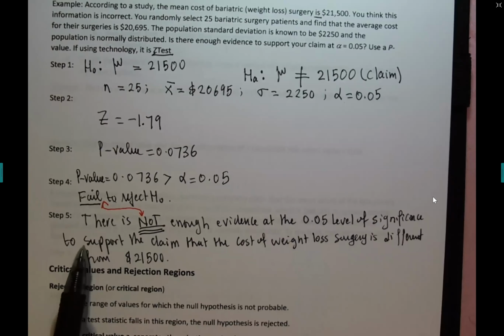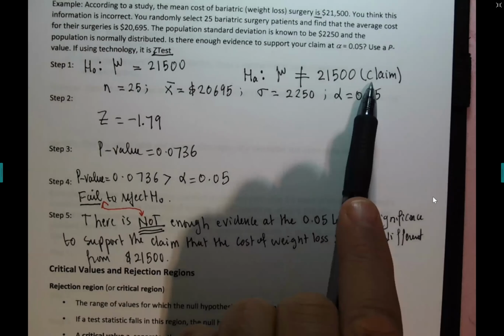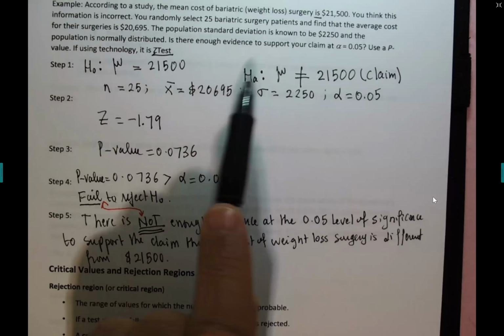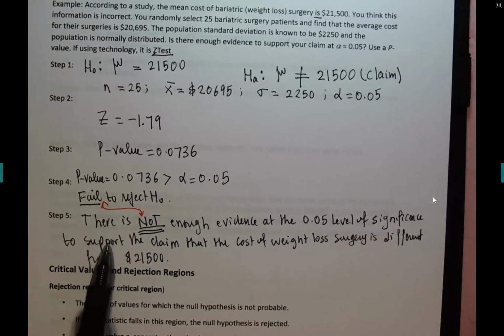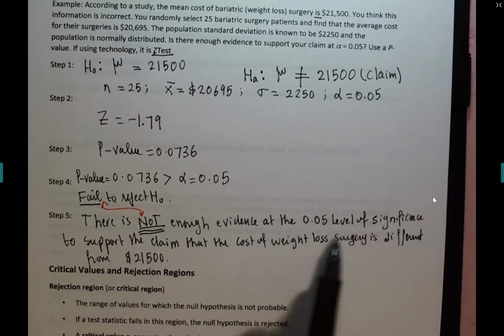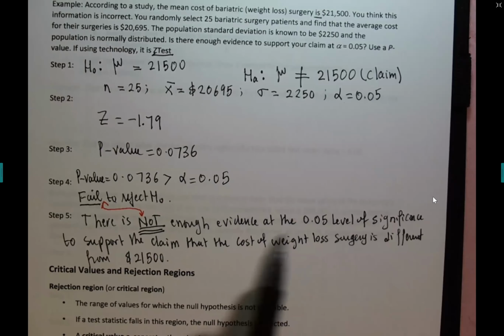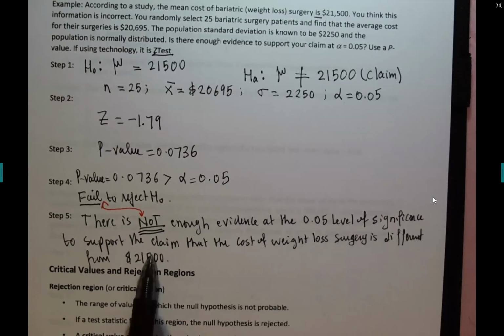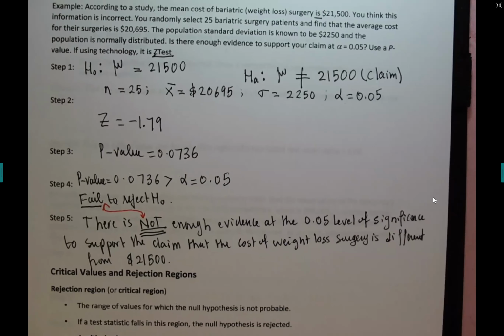Then you're going to see another drop down menu. It says to support or to reject. You're going to choose support because the claim is in HA. Anytime the claim is in HA, you choose the word support. And then you're going to see a drop down menu that picks up the claim you just selected, and that will conclude step number 5. Any questions about this example, guys?